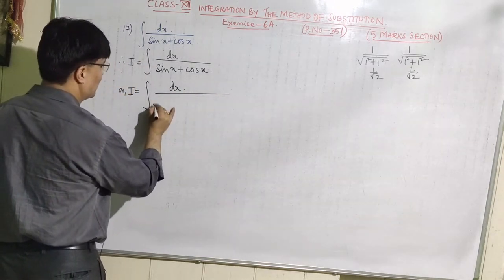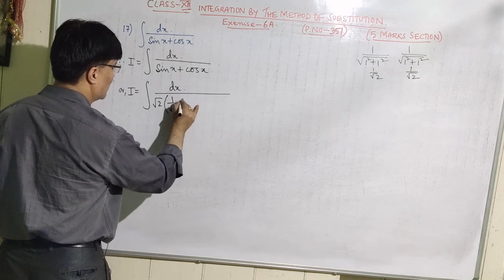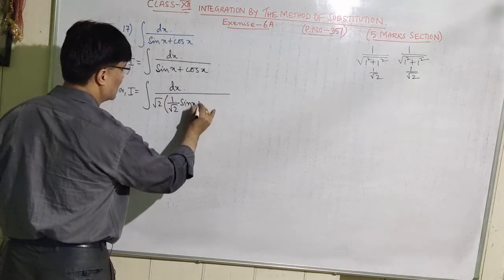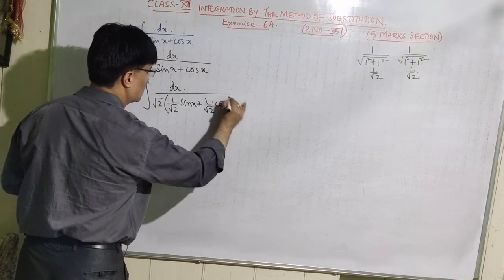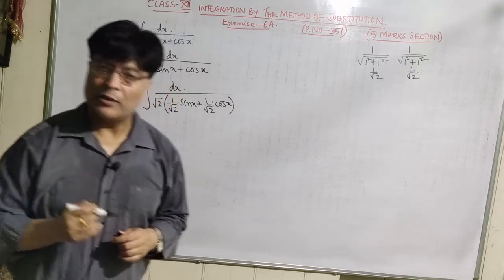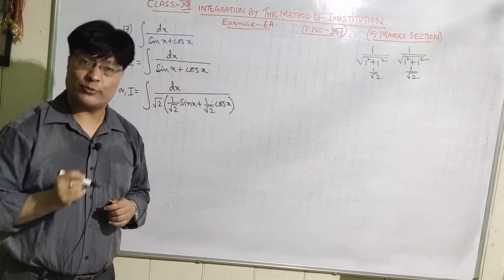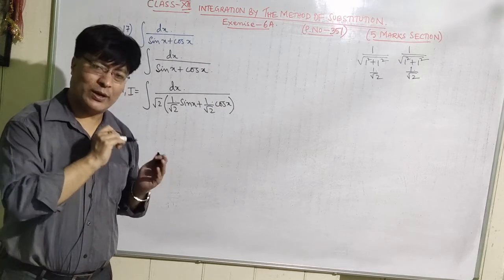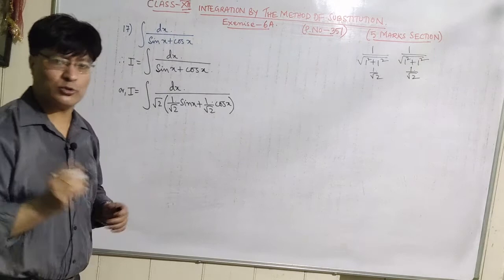So let us multiply it by root 2. So within bracket, what do we get? 1 by root 2 sin x plus 1 by root 2 cos x. I think you have understood it. This is the number, and previously it was a and b. So we have multiplied and divided the denominator by root under a square plus b square, but here we have multiplied and divided the denominator by root over 1 square plus 1 square, which is root over 2.